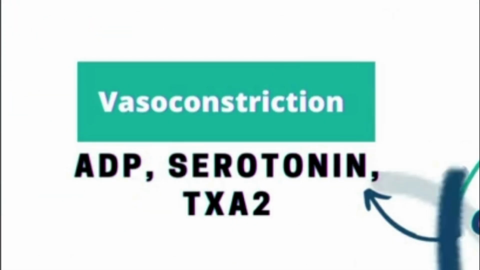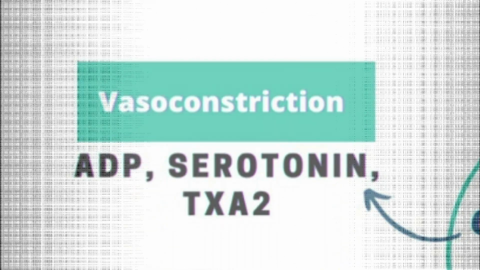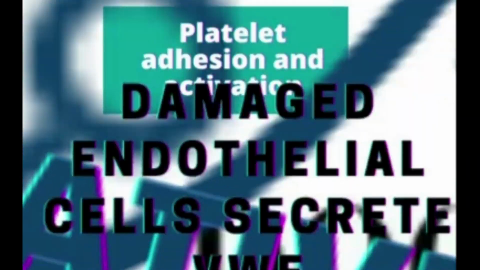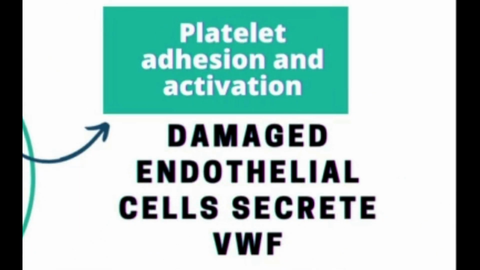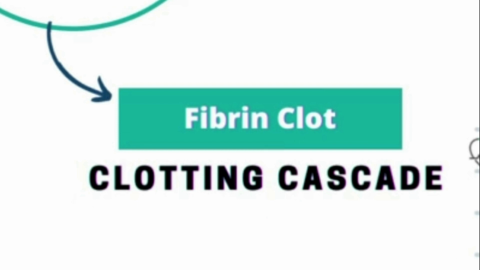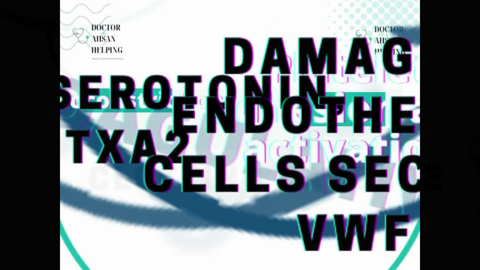So for coagulative, the initial aspect is vasoconstriction, which occurs as platelets secrete ADP, serotonin and thromboxane A2 that leads to the development of vasoconstriction. Then we go further ahead. In the same phase of coagulation, there is platelet adhesion and activation, which occurs as damaged endothelial cells starts releasing von Willebrand factor. Platelets adhere and become activated. The third step in this phase is fibrin clot, which occurs through the clotting cascade. So this was the coagulative phase of wound healing.